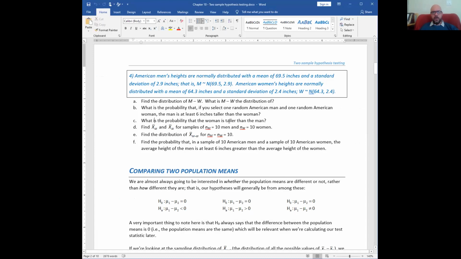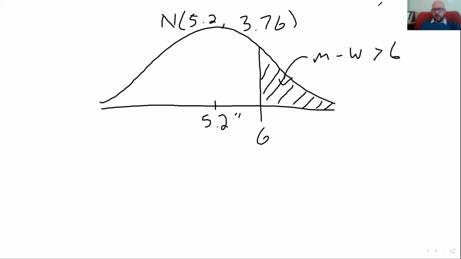All right, what's the probability that the woman is taller than the man? Well, let's go see where that shows up on our distribution. If I'm saying that the woman is taller than the man, that means that when I do m minus w, this is the distribution of all the m minus w's, which by the way, we could have done as w minus m just as easily. This number would be negative, but this number would be negative. That's the only difference. It essentially takes the distribution and flips it over.